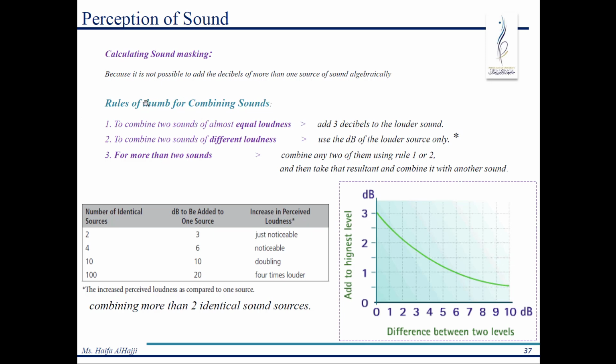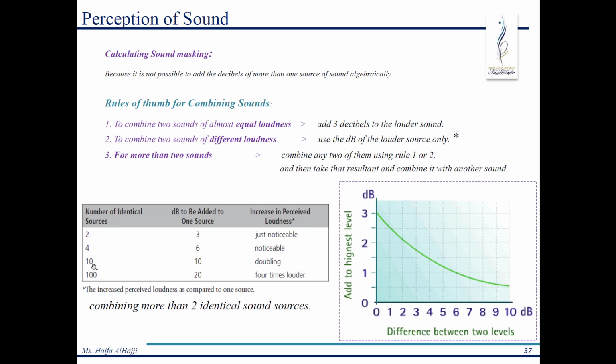Now, these rules of thumb, as we said, notice here, 2 identical sounds, you add 3 decibels. As we can see in this one, we have the number of identical sources. If you have 2 identical sources, you just add 3 decibels to one source. The increase in loudness of 2 people talking or singing at the same time at the same loudness will be just barely noticeable. If it's 4 people, it will be a 6 decibel addition, which will be noticeable. You'll notice it. If you have 10 people, it'll be like doubling the sound. If you have 100 people, you will have a 20 decibel addition. 20 decibels means 4 times louder.